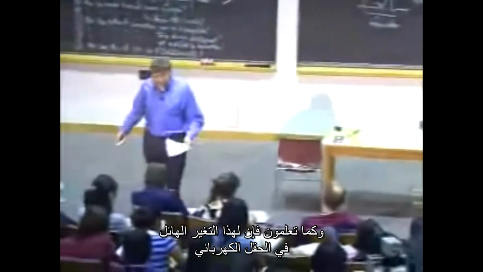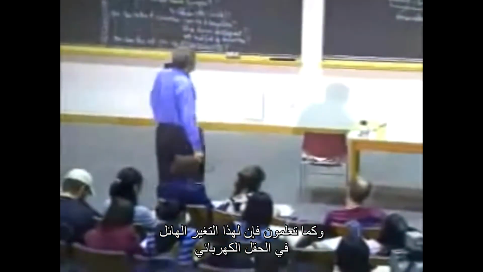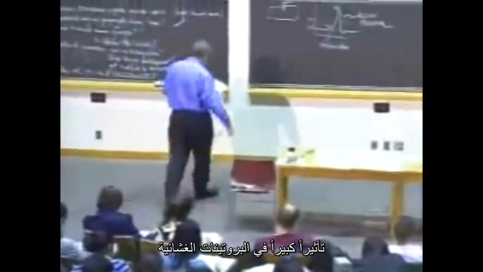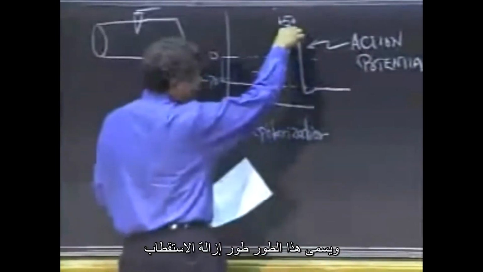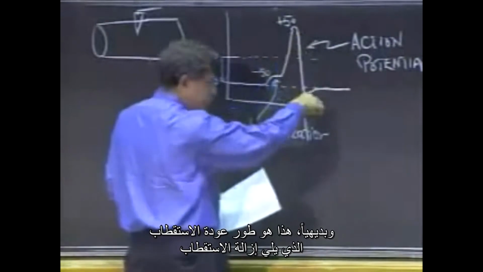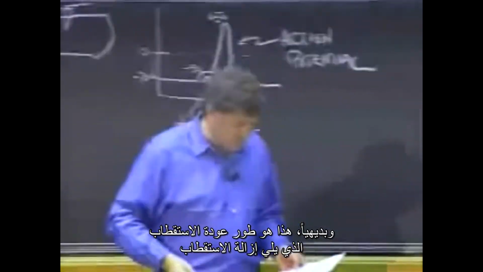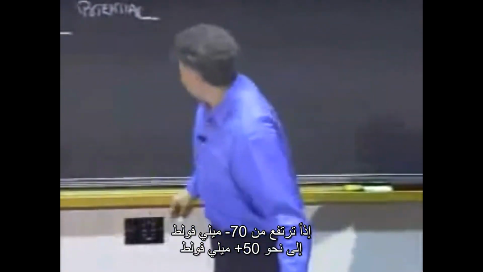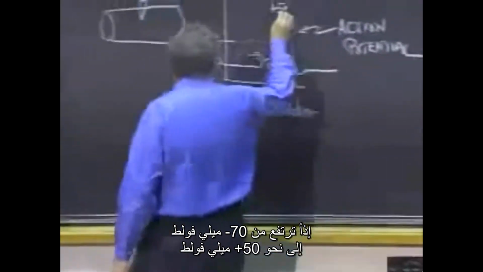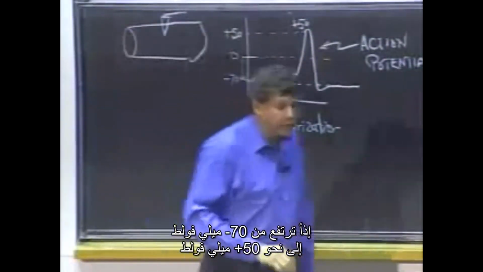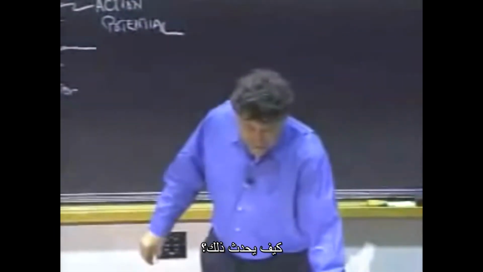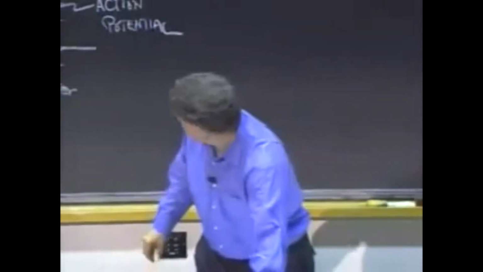And as you would imagine, this massive change in the field has a huge effect on proteins in the membrane. This is called the depolarization phase. Not shockingly, this is the repolarization that occurs afterwards. So it goes from minus 70 millivolts up to about plus 50 millivolts there. All right, how does this happen? That's my job to explain right now.